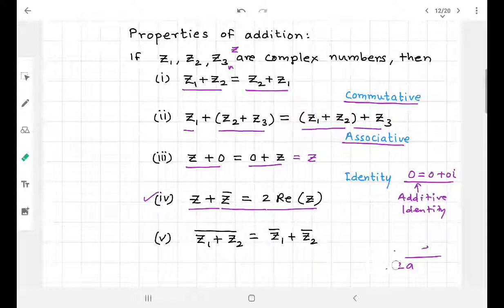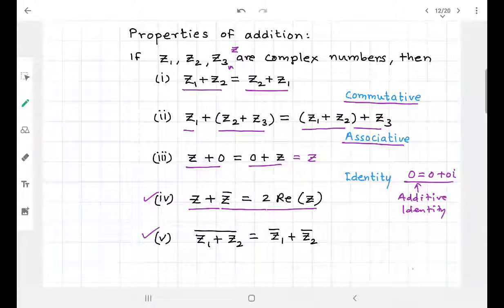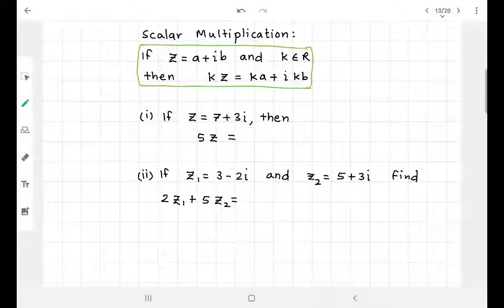Now the property number 5. If you have two complex numbers z1 and z2, so if you take the conjugate of the sum or the sum of the conjugates, then you get the same result. So if you take z1 plus z2 and then take its complex conjugate, or take the conjugate of z1 and the conjugate of z2 and then add, you get the same result. This is our fifth property here. So I hope you have understood these properties. Go through it once again and verify it if you want to get convinced.